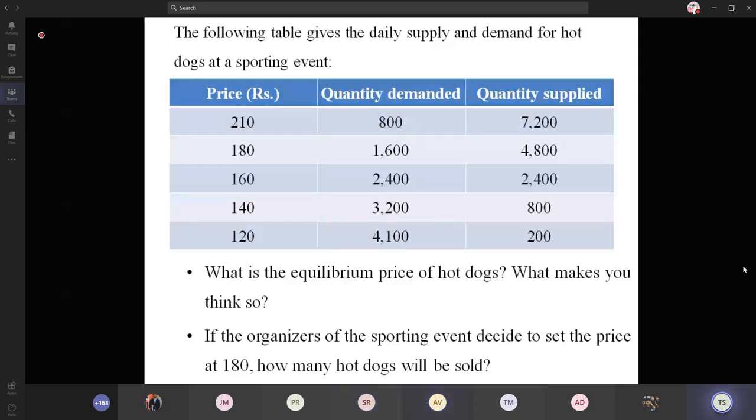If the organizers decide to set a price at 180, how many hot dogs will be sold? 1600. Why 1600? But the supply is 4800. There will be only 1600 orders of hot dogs. Even though there is more supply, the quantity demanded is only 1600. So the commodities sold are only 1600 and not 4800. Yeah, okay, it's right. Is it clear, guys?